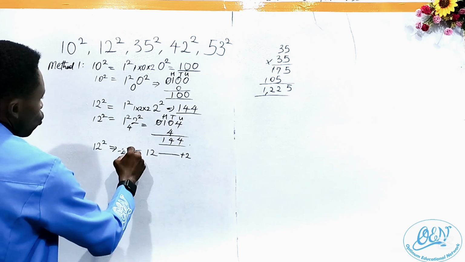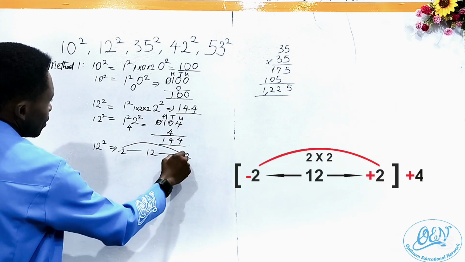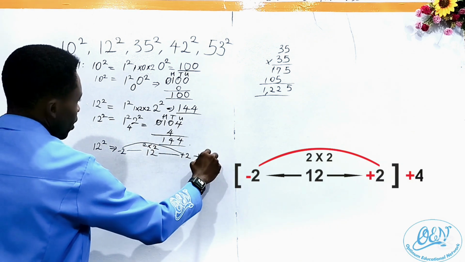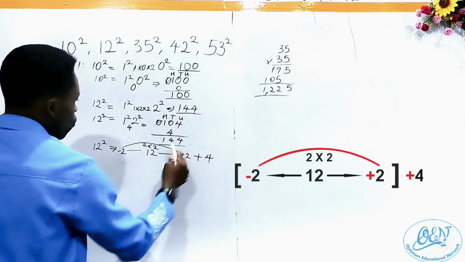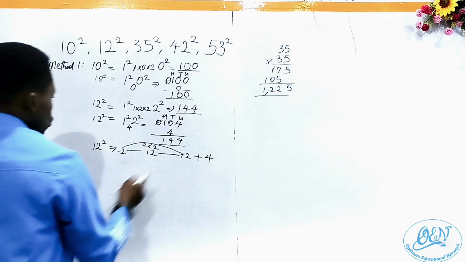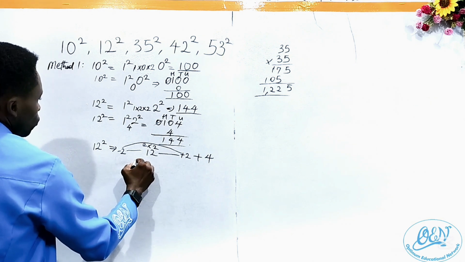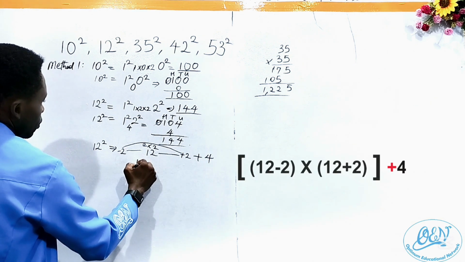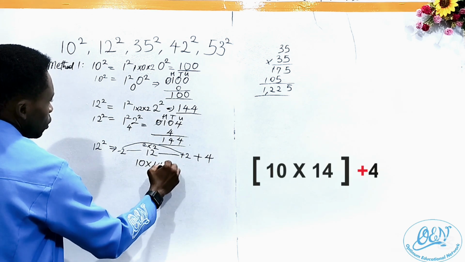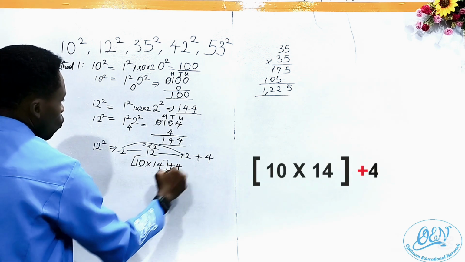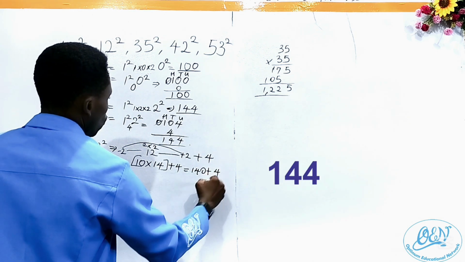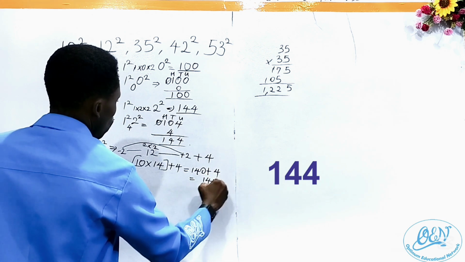Then I'll also multiply this and this. So I have 2 times 2. I'll neglect the signs. So what I now get at the end of the day is I have 4. So anything I get here now, add 4 to it. So in this case now, I have 12 minus 2 is 10 times 12 plus 2 is 14, then plus 4. The 140 plus 4. So this is 144.